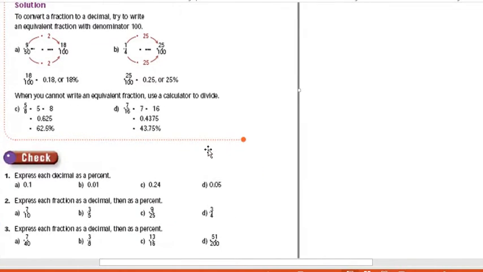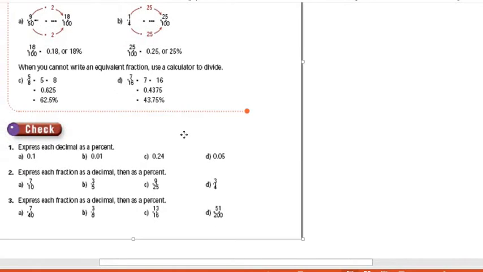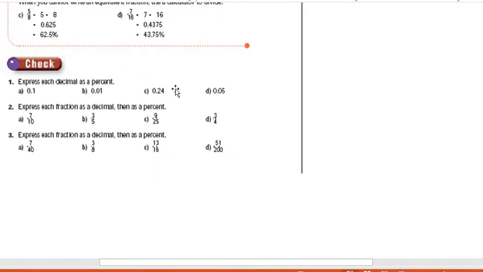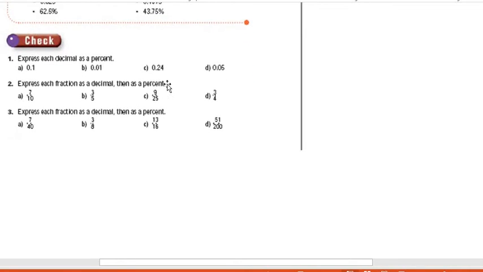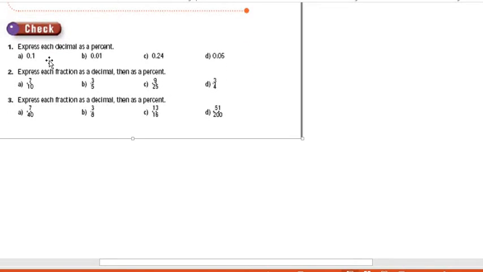When you cannot write an equivalent fraction, use a calculator to divide. But here we can't use the calculator in the American system. Okay, here check 0.1, 0.01, 0.24, 0.6. You can check this by yourself.